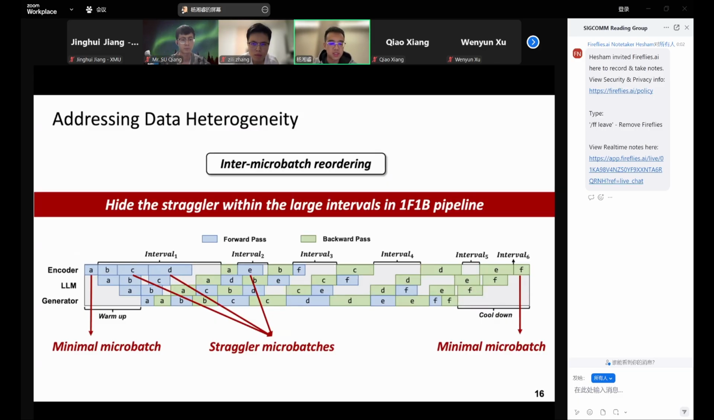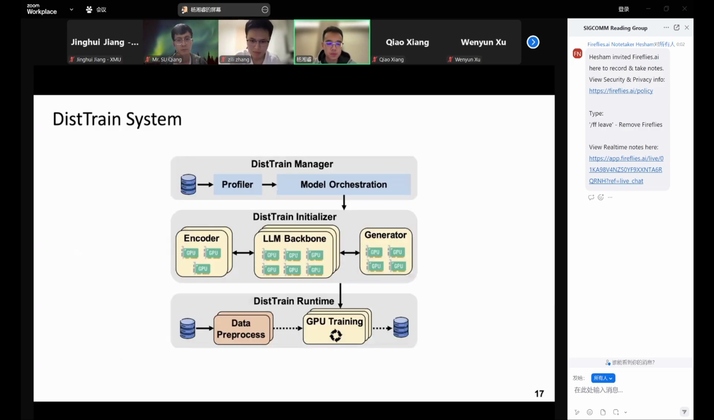To be honest, I think this strategy is quite complicated. To put it simply, DistTrain just puts the small micro batches at the beginning and at the end, and puts the big ones in the middle. And I think this summarizes the strategy clearly.